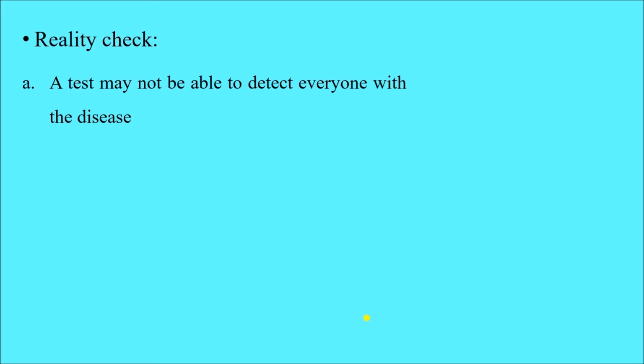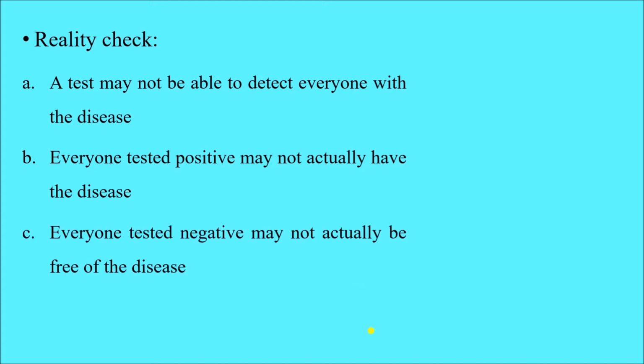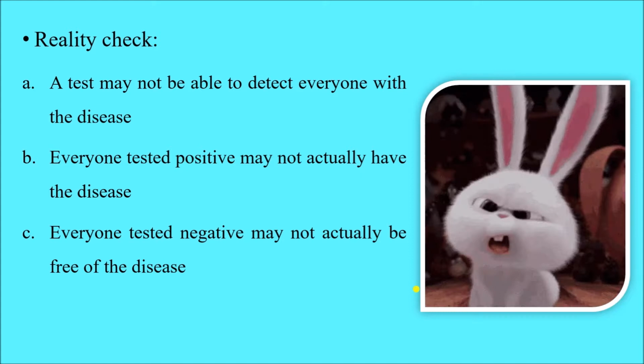A test may not be able to detect everyone with the disease. That means even if in a given population everyone is suffering from the disease, a test may not give a positive result for all the people who are suffering from the disease. Some of the people will also come out as negative. That is why no test is 100% accurate. Everyone tested positive may not actually have the disease. This is also very important: a person having a positive result from any diagnostic test or screening test may not actually have the disease, right? Similarly, if someone tests negative for a particular disease, it is not always guaranteed that he is free from the disease or he is not suffering from the disease. So as you can see, this can be somewhat confusing and also something we should be worried about.